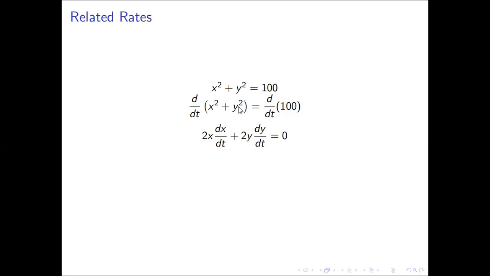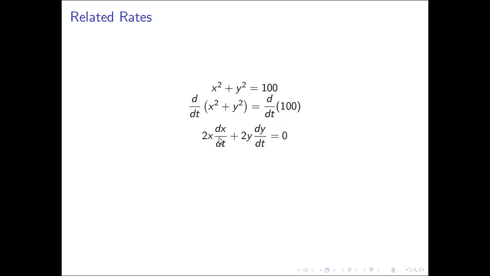Similarly, differentiating y squared with respect to t, you get 2y dy/dt. And for the right-hand side, we differentiate it with respect to t. It's still a constant function, so the derivative is 0. And what do we have here? The rates of change. Notice, we have the rates of change of x and of y with respect to time. And this equation now is what we need to solve our problem.